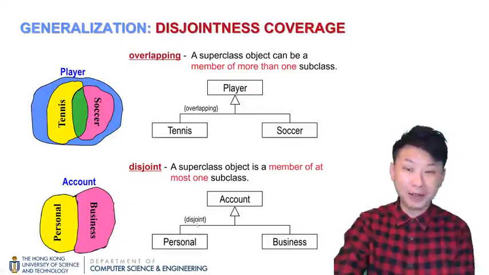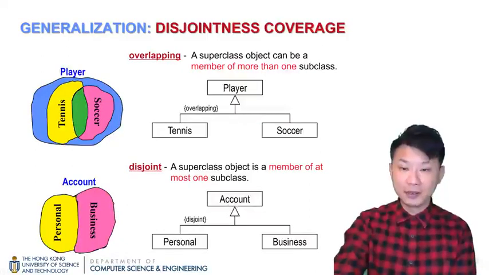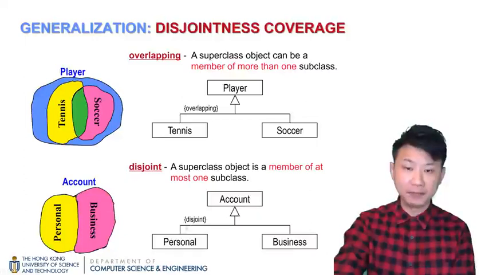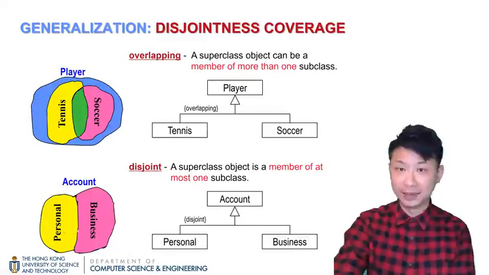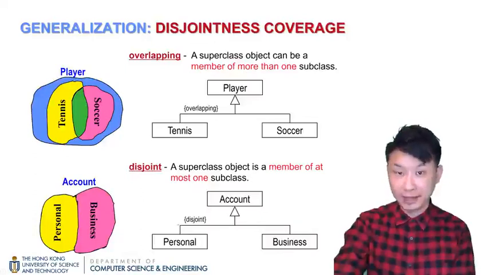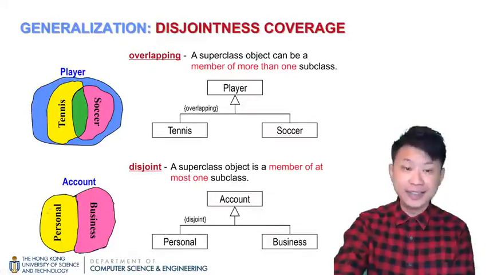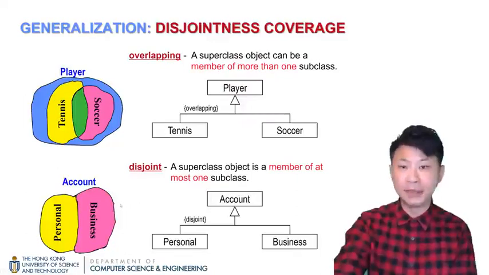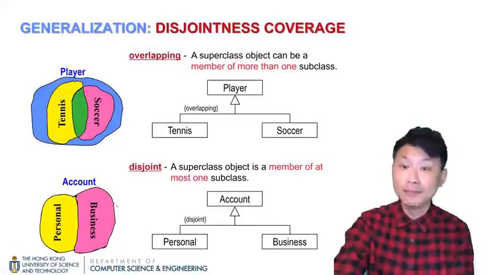Sometimes it may be disjoint. That means it's not overlapping, right? So we have accounts, and then we have different types of accounts, personal and business, and they are disjoint. That means we don't have an account which is both personal and business. It's going to be disjoint. It's either personal or business, but not both of them at the same time.